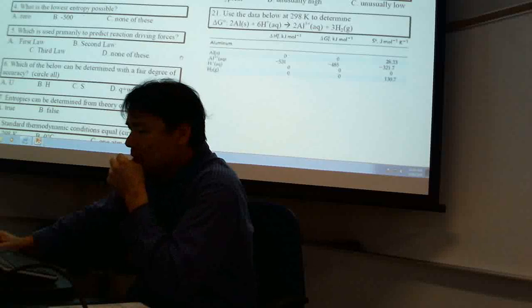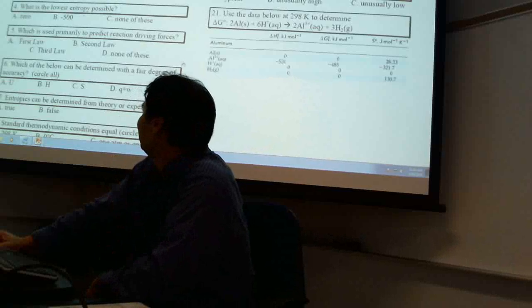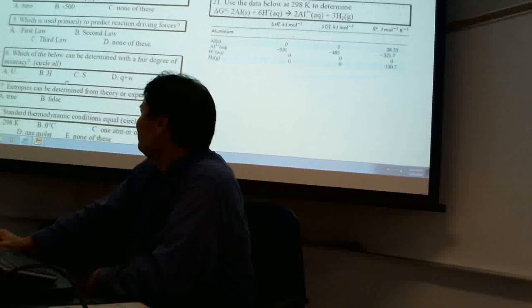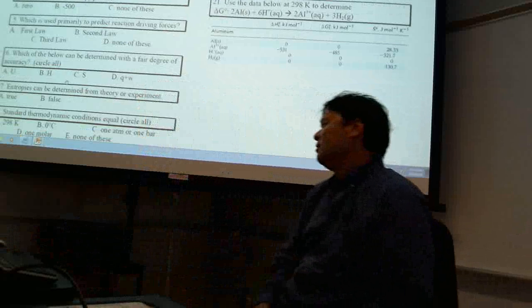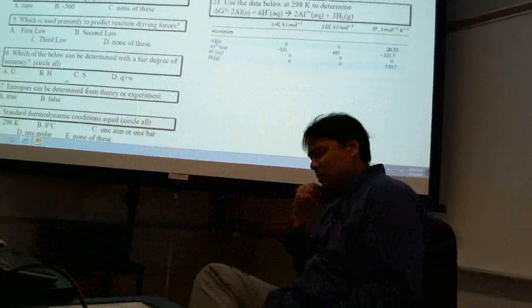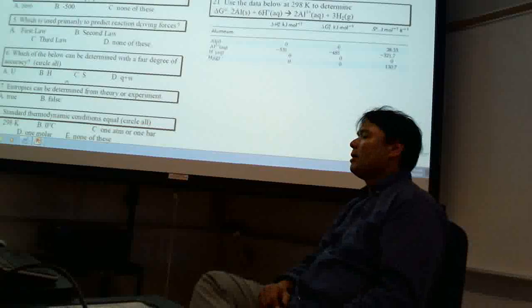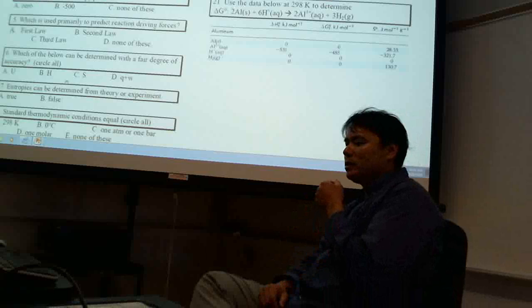Which of the below can be determined with a fair degree of accuracy? This is a Chem 1A question. A, B, and D are Chem 1A, but I didn't review it much this semester. In the past, maybe this semester I reviewed it a lot more, so I thought this was a fair question. But it's still a fair question because we talked about entropy.